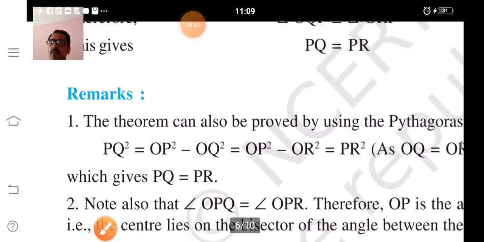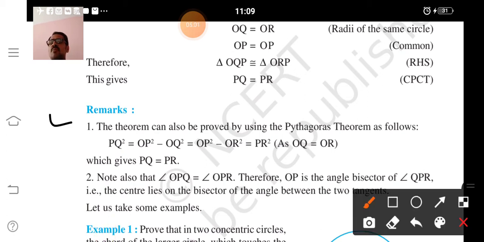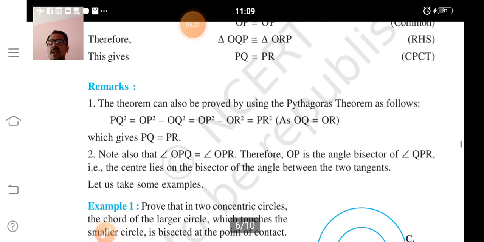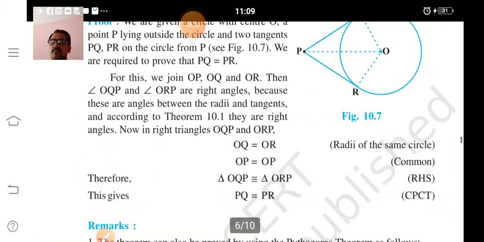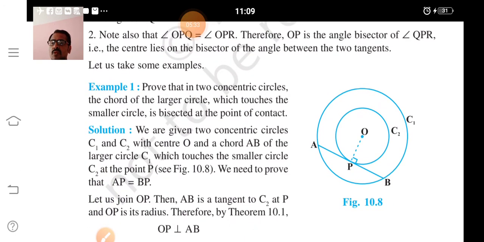After theorem 10.2, there is a remark. The theorem can also be proved by using the Pythagoras theorem as follows. So it's not part of your course. Just leave it. Note also that angle OPQ equals angle OPR. Therefore, OP is the angle bisector of angle QPR, and the center lies on the bisector of the angle between the two tangents. So let me explain this topic. Okay.